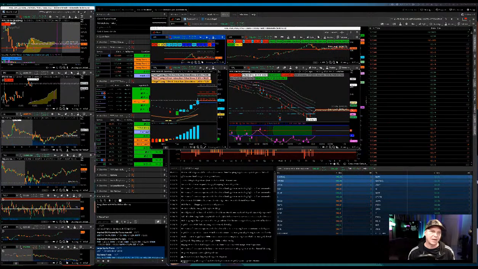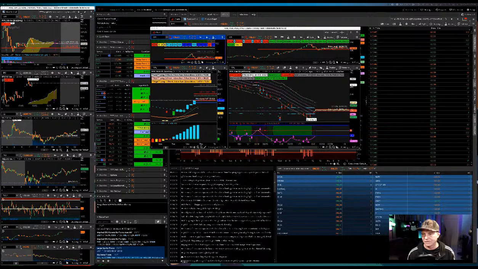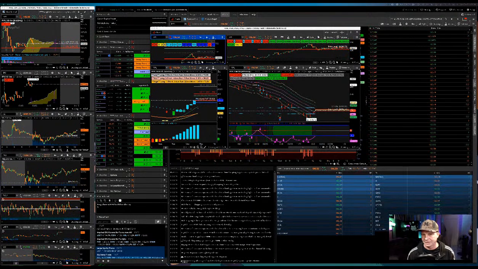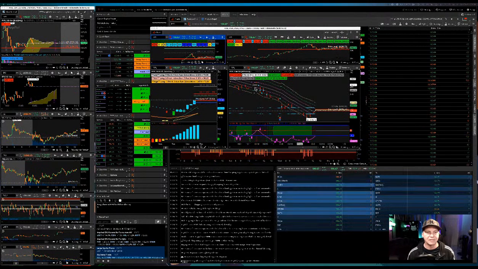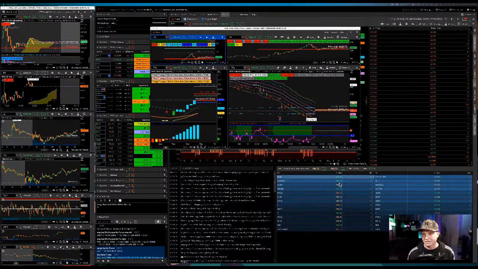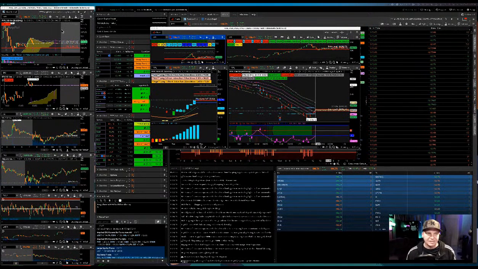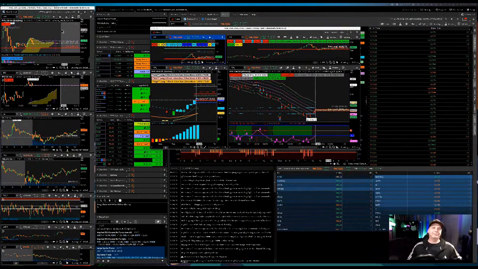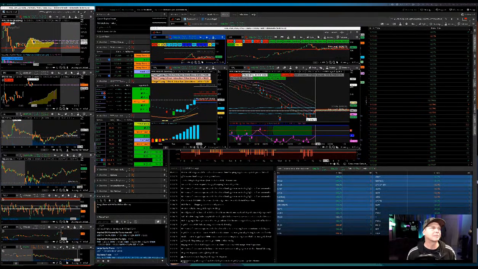A little SPX pop. This is the one. What does it do here? Come on, PayPal. For sure. All right, let's go. There it is. All right, here's that rally. Rally to 197.50 right here. Let's go.